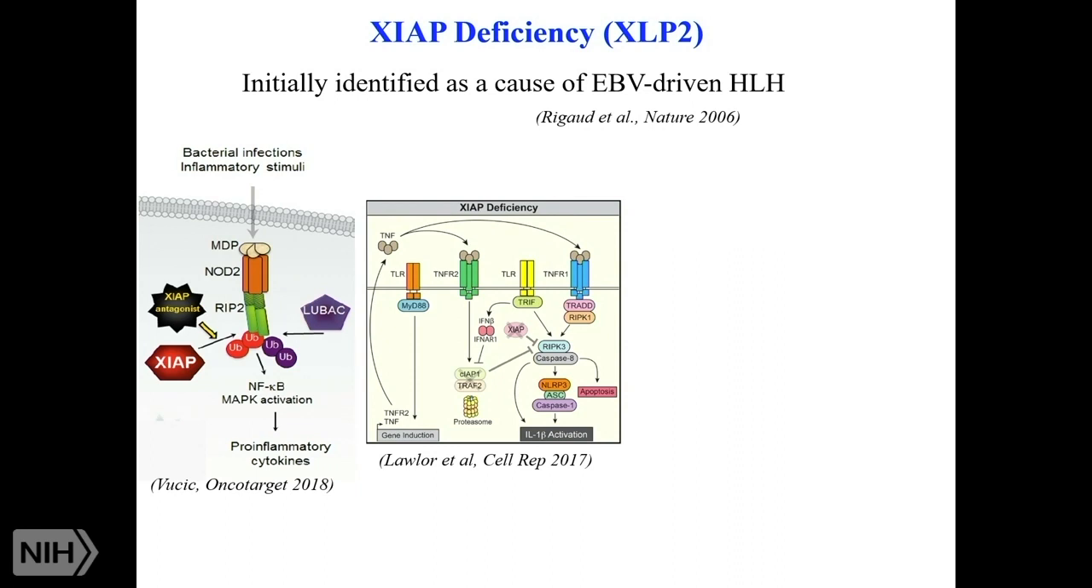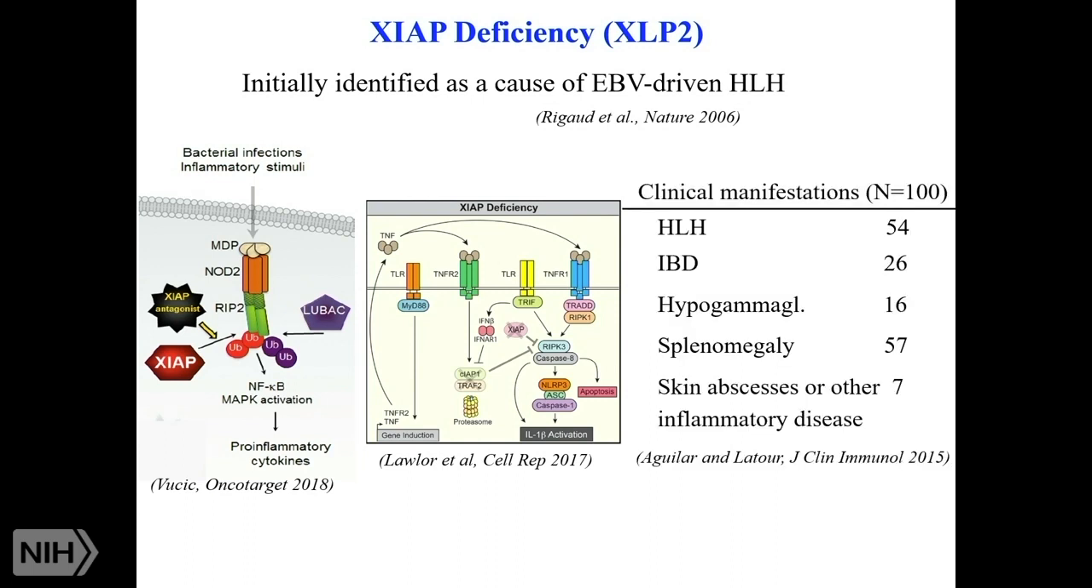At the same time, more recently, it has been shown that XIAP is also important in a process called necroptosis, which goes through RIPK3. And this is very important for, on the other hand, production of IL-1 beta. So in that situation, you have increased production of IL-1 beta, and that is really the reason why these patients do show significant inflammation.